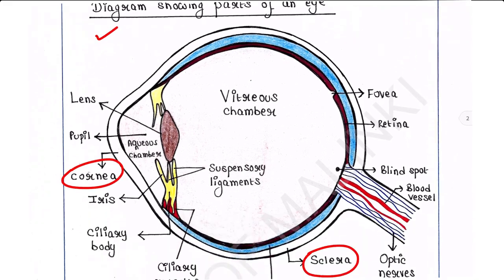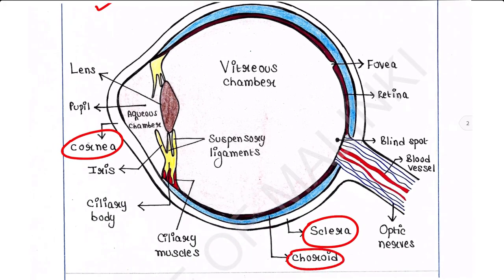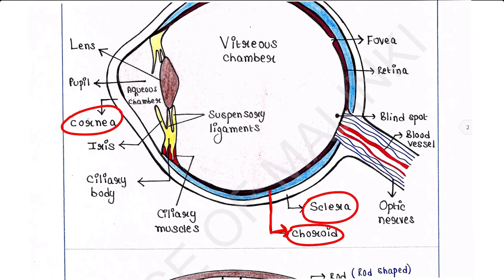Now, here is the choroid. You can see that it is beneath the outermost layer, that is the sclera. Now, choroid contains melanocytes that produce the pigment melanin and looks bluish in color. This choroid layer is thin.